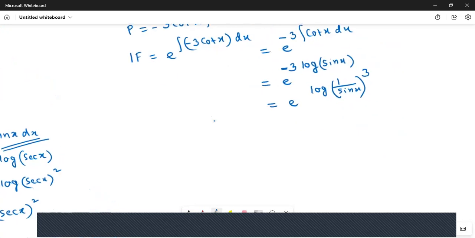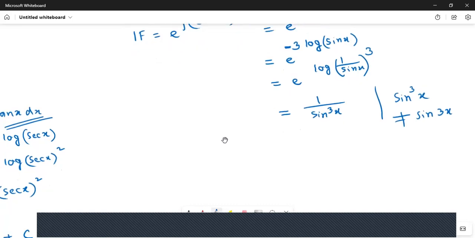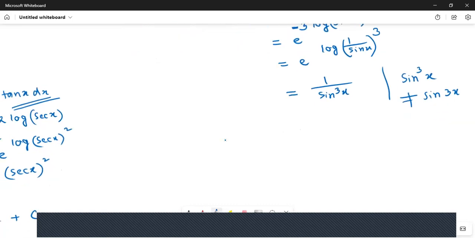And then after this step, you are going to get 1 by sine cube x. So remember, this is sine cube x. It's not sine 3x. These two are different. So it's a power, not 3x. Okay, so then we will try to find the general solution.